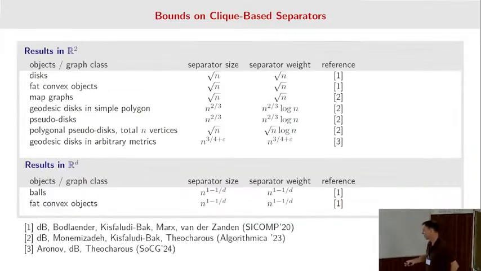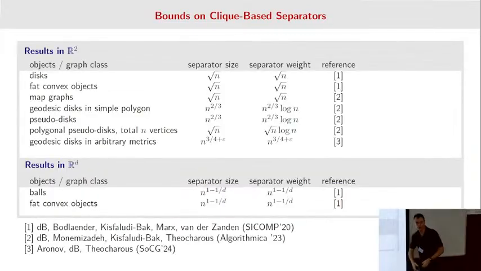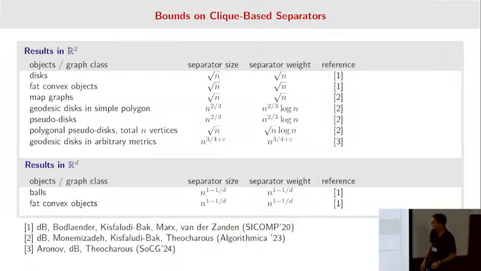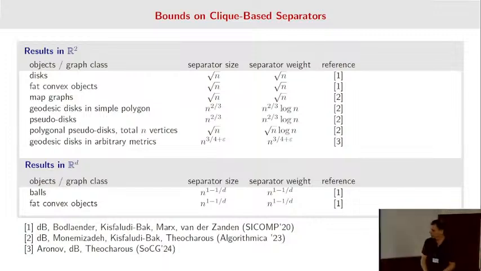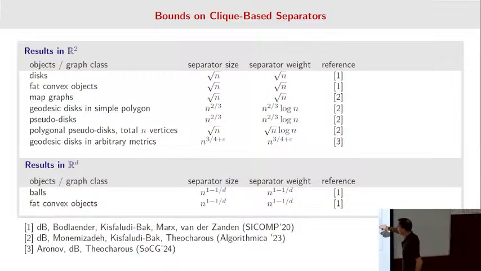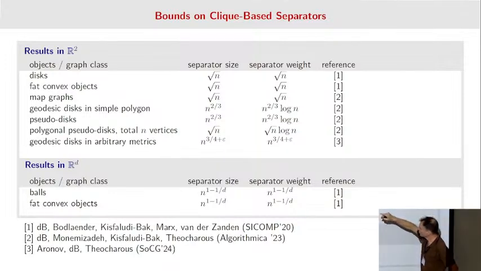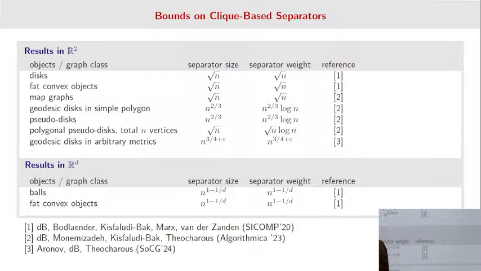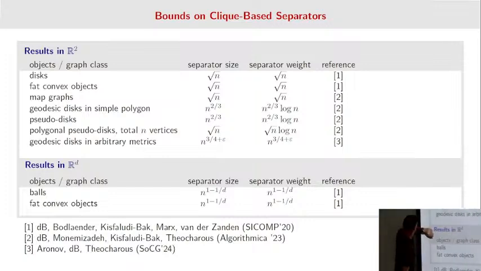So here you see an overview of the results that we have so far. I talked about clique-based separators in disk graphs, right, where both the size and the weight are square root of n. This is optimal. Fat convex objects: I will now talk a little bit about these results, if I have time.